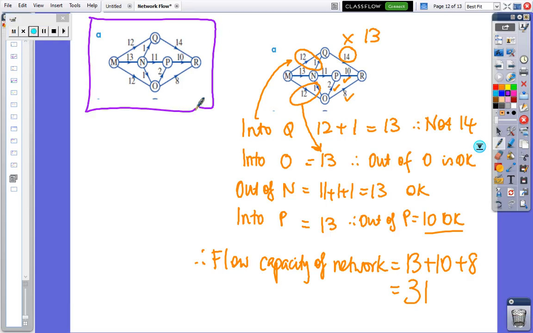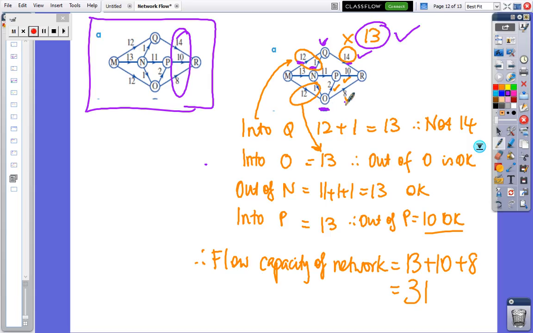Okay, here is the original diagram again. So we just need to see, can we deliver all these amounts at the end, given what we started with. So coming out of Q, I've got 14, but I've only got 12 and 1 feeding into Q here, which means I can't deliver 14, I can only deliver 13.